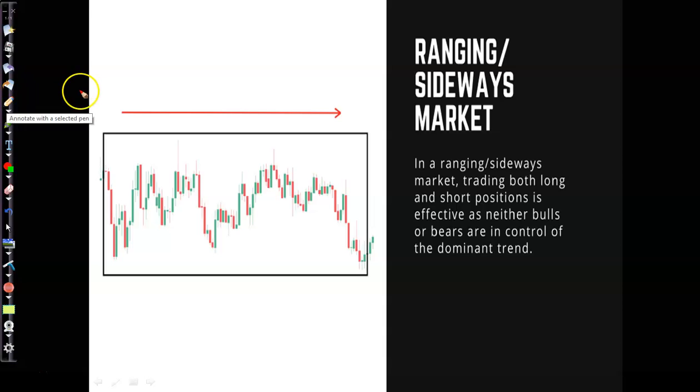Ranging or sideways market. In a ranging or sideways market, trading both long and short positions is effective, as neither bulls nor bears are in control of the dominant trend. So when price is running in a sideways market, we are not looking to enter this market.